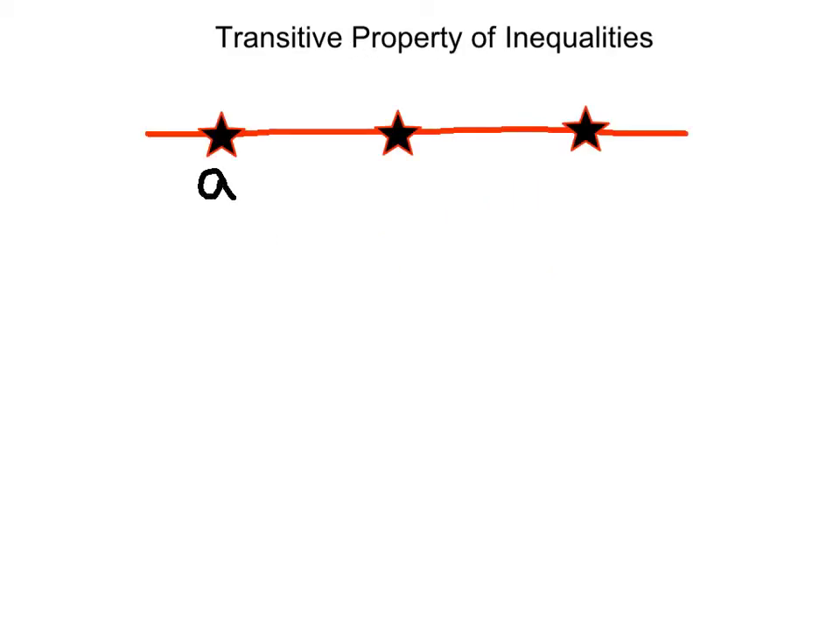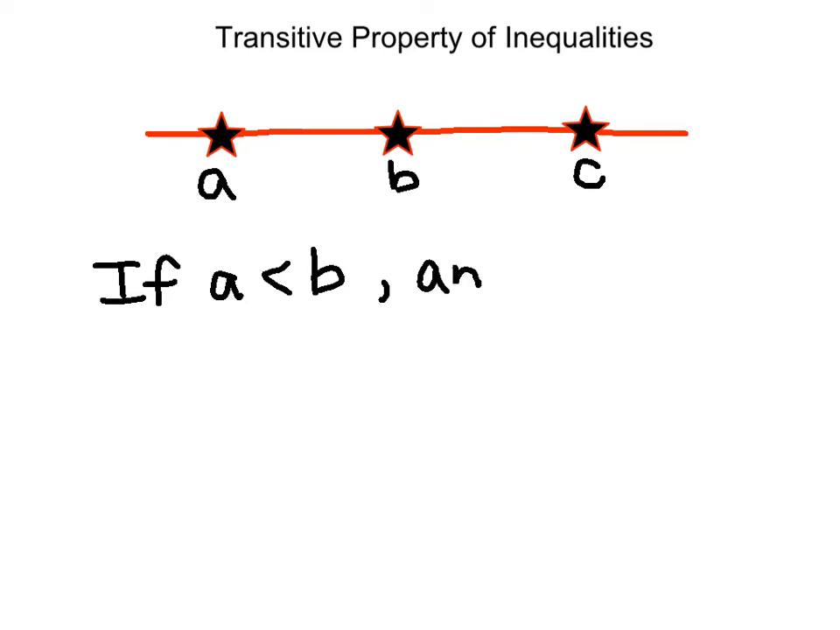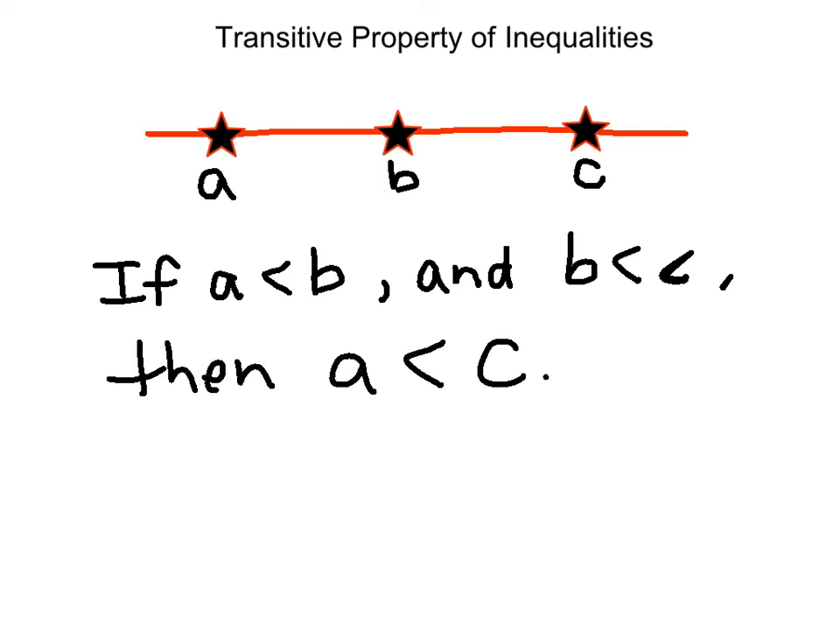Next we have the transitive property of inequalities. This property says that if a is less than b and b is less than c, then a is also less than c. So if a is less than b and b is less than c, then a must also be less than c. This also works for the greater than symbol, and I would like for you tomorrow to bring in your notes a similar picture that I have drawn, but applying the greater than symbol for this property.